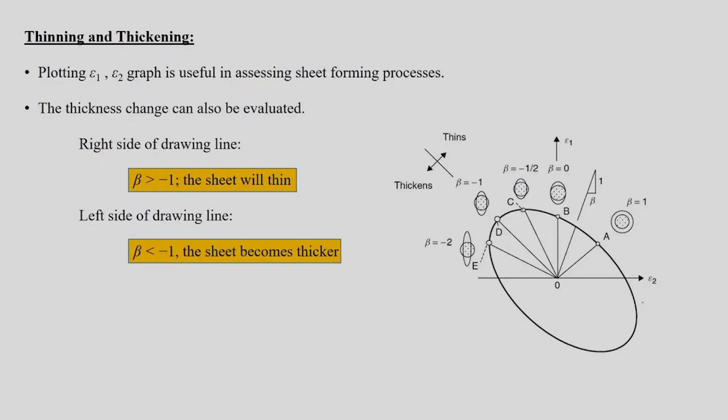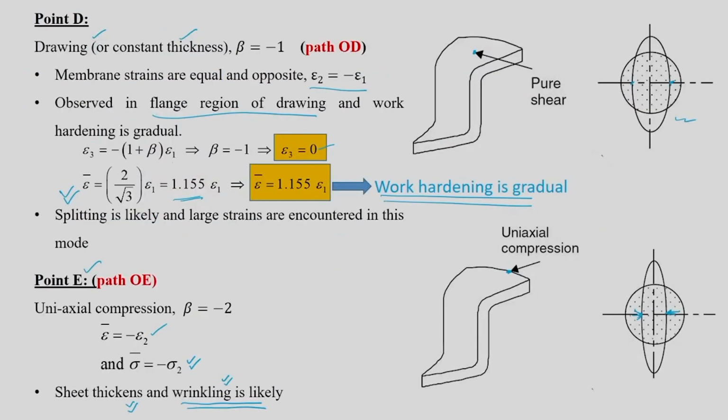Now there is one more point in this diagram. I have copied the same figure here, epsilon 1 versus epsilon 2. In this you will see you can divide beta into 2 parts: one beta greater than -1. That means -1, -2, 0 and 1. In these strain paths, the material will actually thin down. And beta equal to -1 is a transit region, and that is why you have 0 thickness strain.